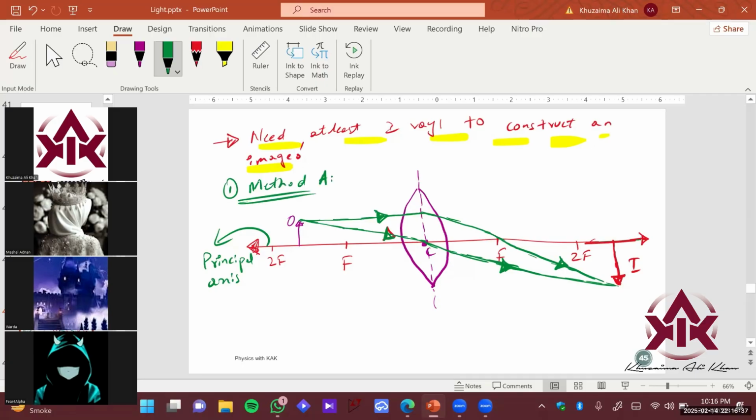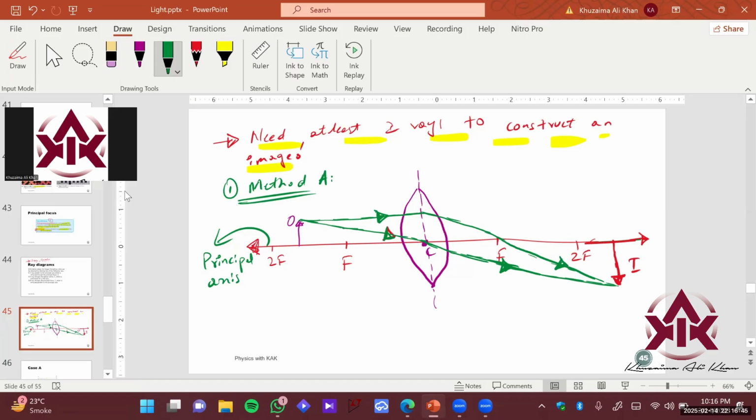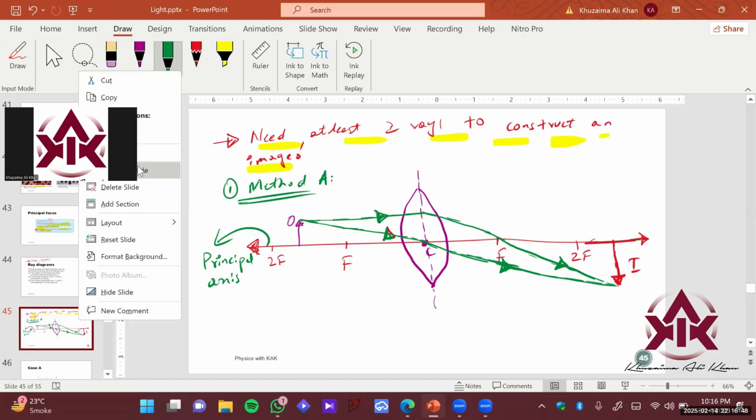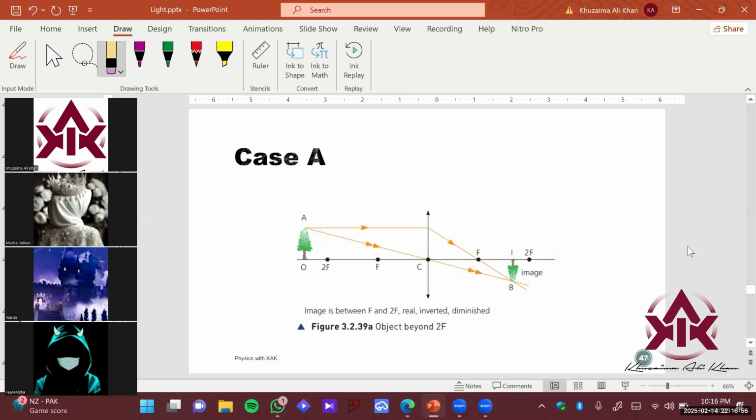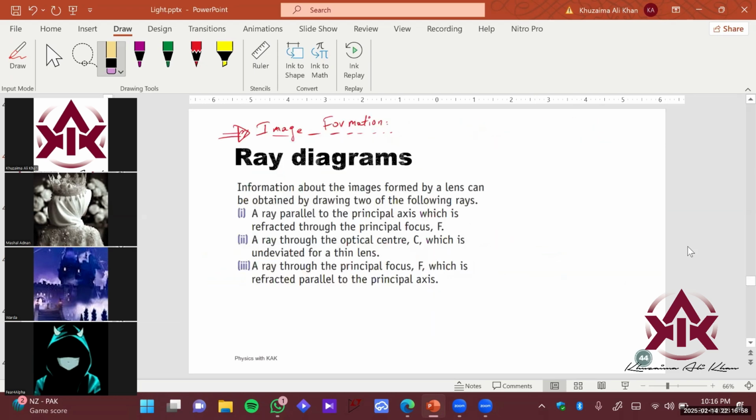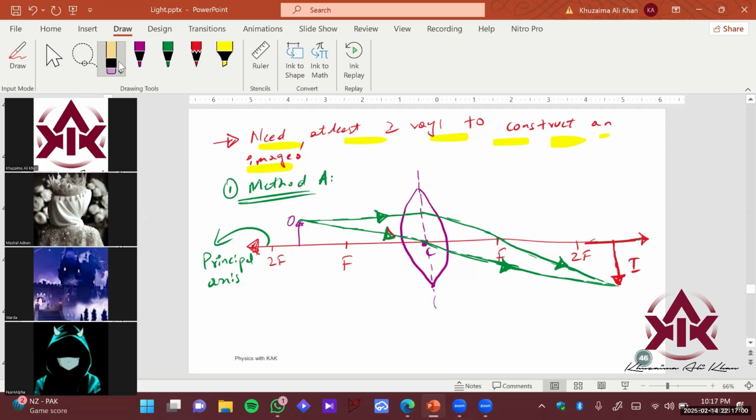You can have another approach to create the image here, which is as follows. Let me duplicate the slide. It's just slightly different from this. Let's see how we create it using method B. This is method B now. I'm going to make it B. I'm going to erase it.